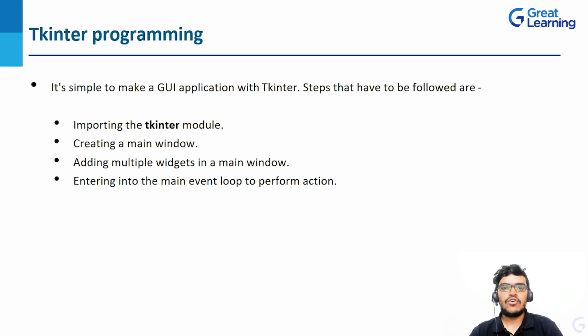Second step that we have to follow, we have to create a main window. Then how to create a main window? We will basically create an object of Python Tkinter. Next, after creating the main window, now we can add multiple widgets in a main window. And after adding widgets, now we can enter into the main event loop to perform action.